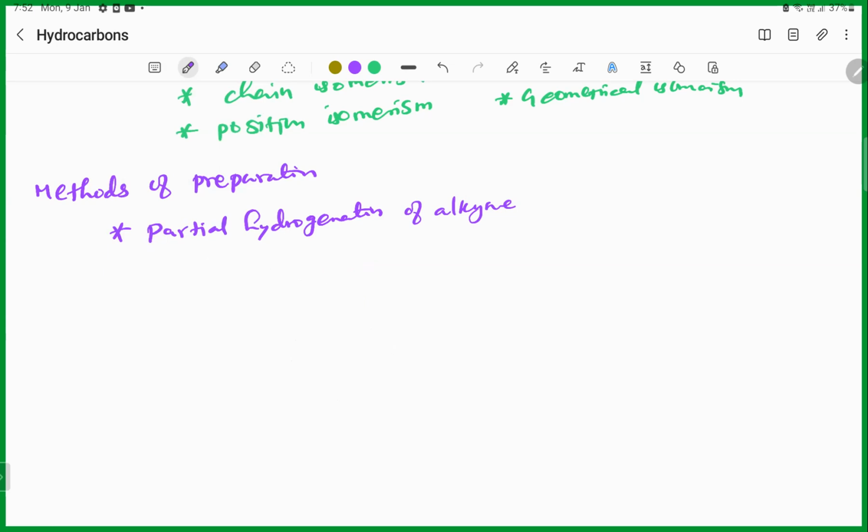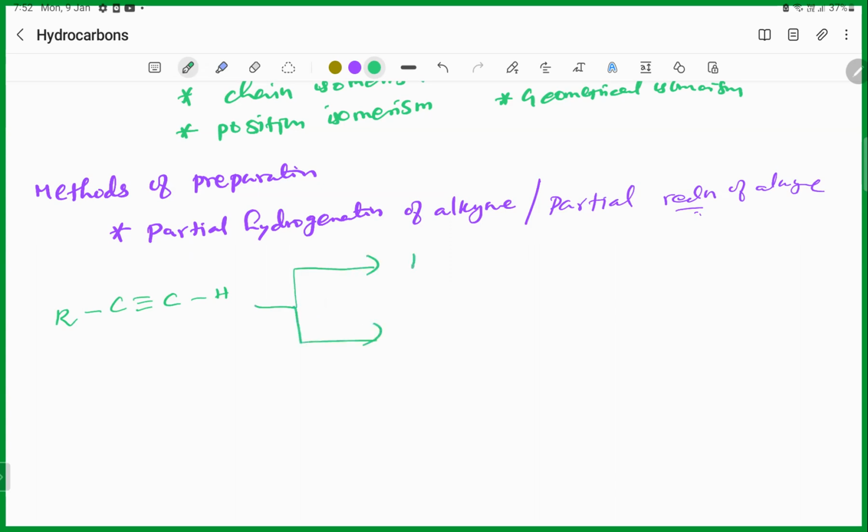So partial hydrogenation of alkyne, or partial reduction, you can call it reduction of alkynes. When you have an alkyne, that means carbon-carbon triple bond, right? So you have the hydrogen and the R group. When you treat with hydrogen, two types of reduction you can do. When you do it, you will get R-CH=CH-R.